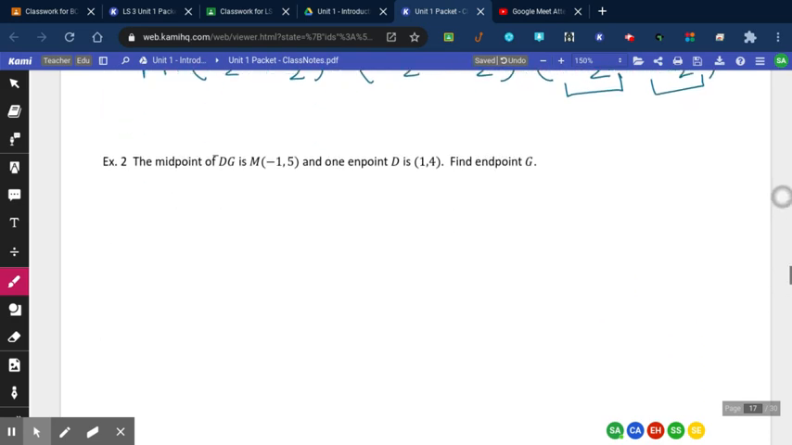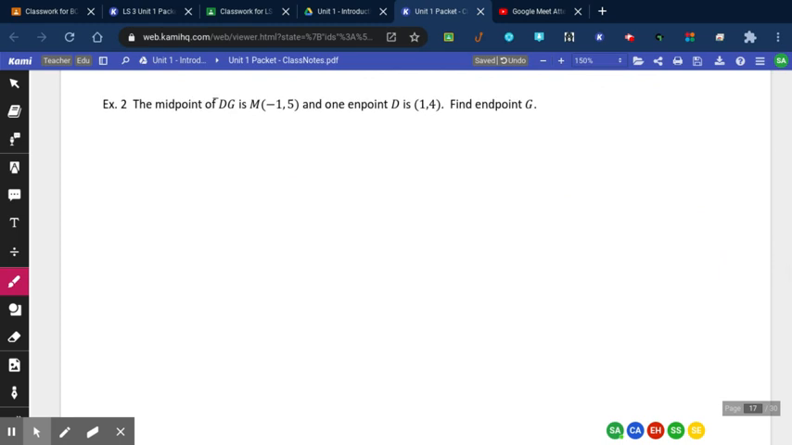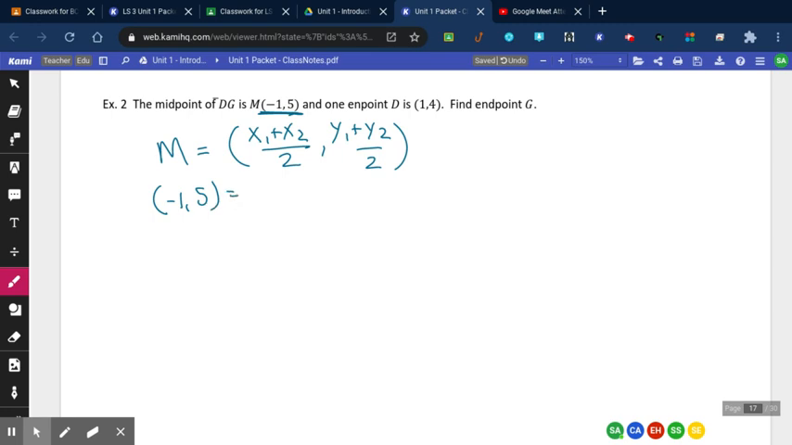Okay. Now, where this gets challenging is something like example 2. They actually give you the midpoint this time. So the midpoint of DG is M. So when I think about my formula, just take a second to write it down. What I know is that I have M, right? So I have a point on this left side this time. I'm not going to leave it as an M because I know what the midpoint is. And I have one endpoint. So this is x1, y1.